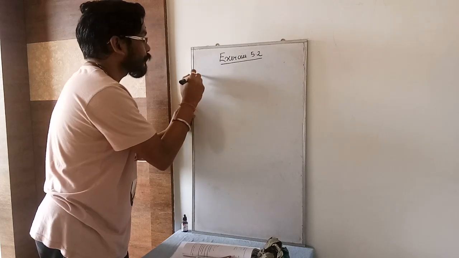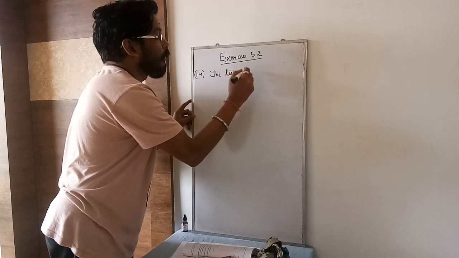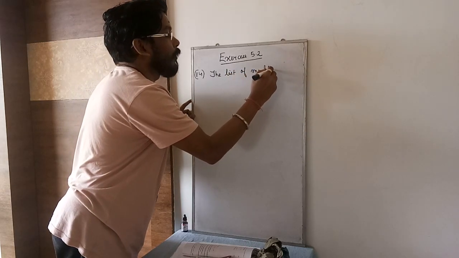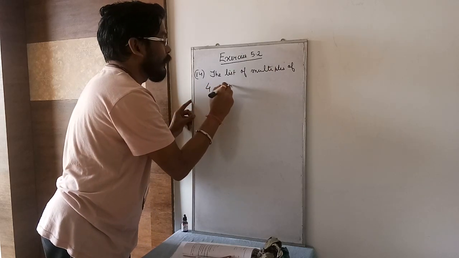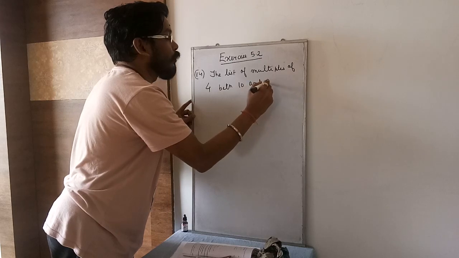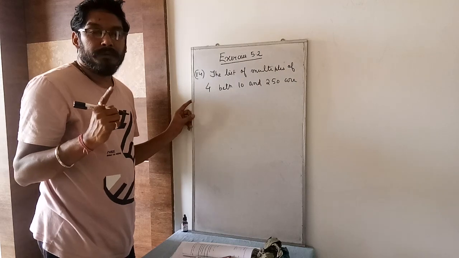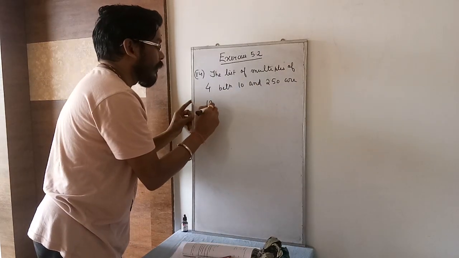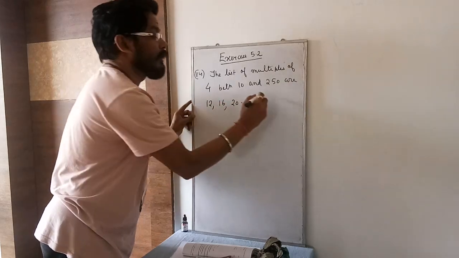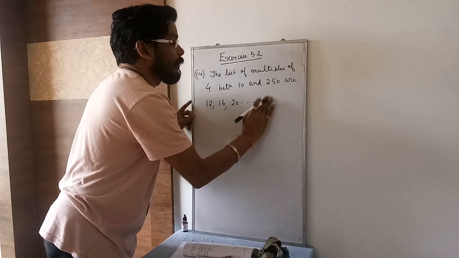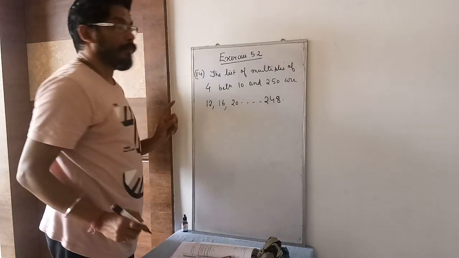So I will write the list of multiples of 4 between 10 and 250. It is just like the previous one. So the first multiple of 4 between 10 and 250 is 12. After that we add 4: 16, 16 plus 4 is 20, and the last is 248, because 249 is not divisible by 4.